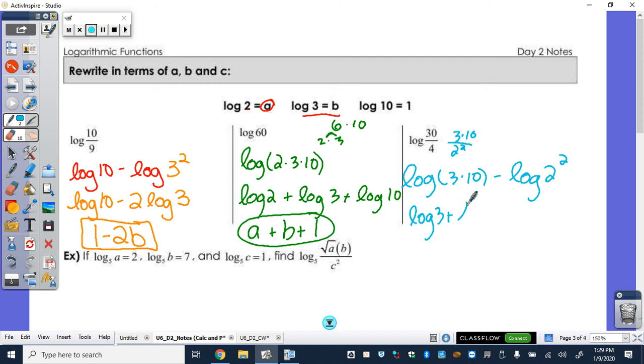So this would give me the log of 3 plus the log of 10. And then minus 2 log of 2. So again, now we'll plug back in. Log of 3 is b. Log of 10 is 1. And then minus 2a, because it's 2 times log of 2, which is a.